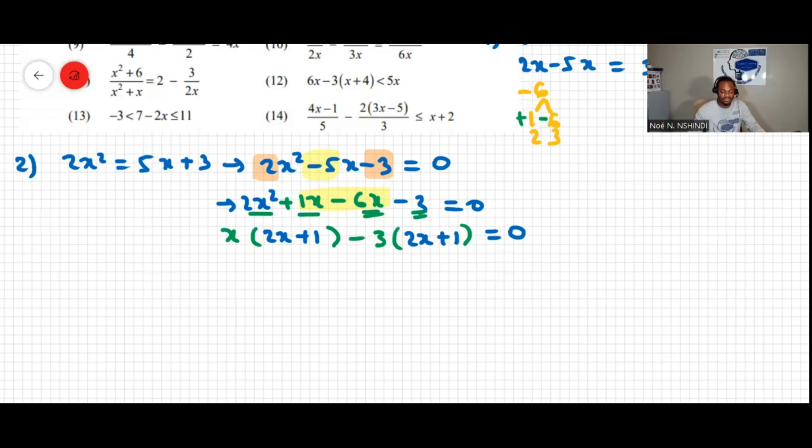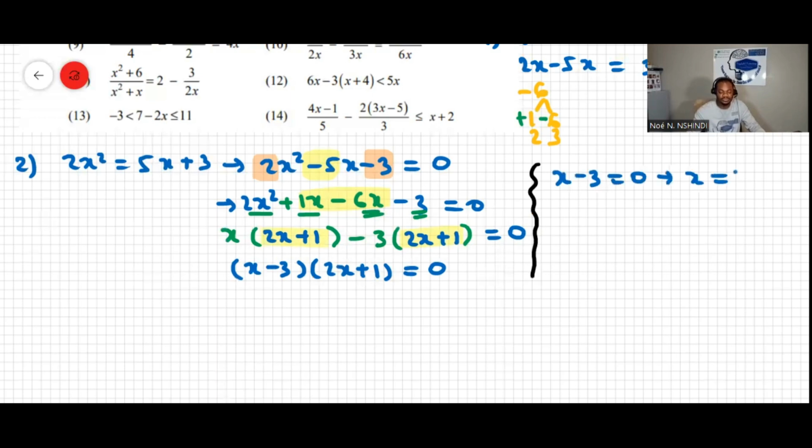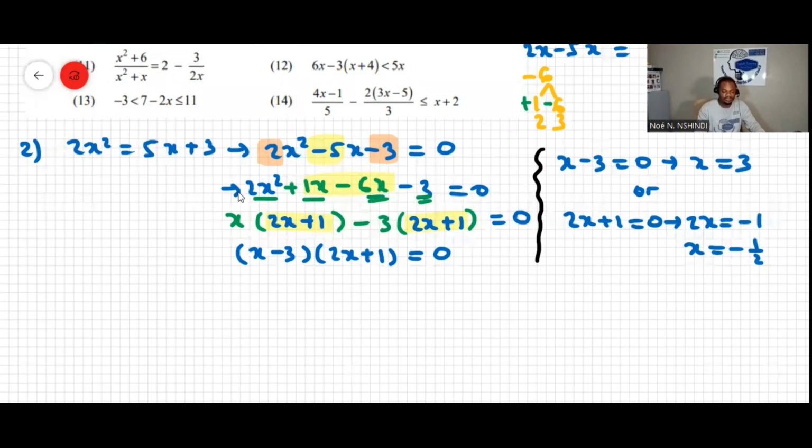Now what is in the bracket is common. This means that we can take x minus 3, and then 2x plus 1 equals 0. Now this means x minus 3 is 0, which means x is equal to 3, or 2x plus 1 is 0, which means 2x is equal to negative 1. That means x is equal to negative 1 over 2. That is question 2.